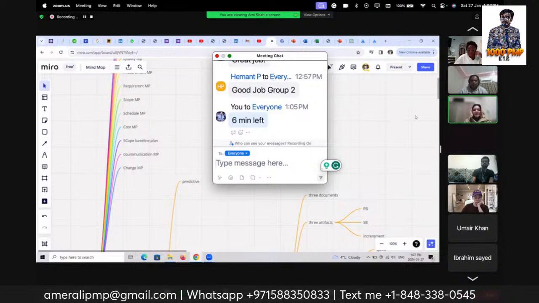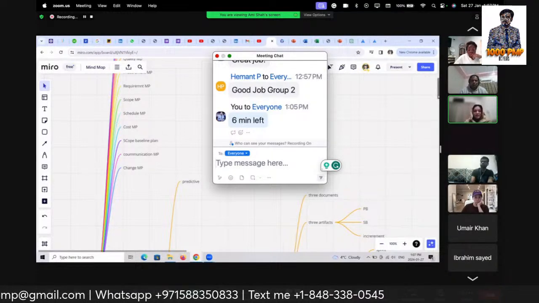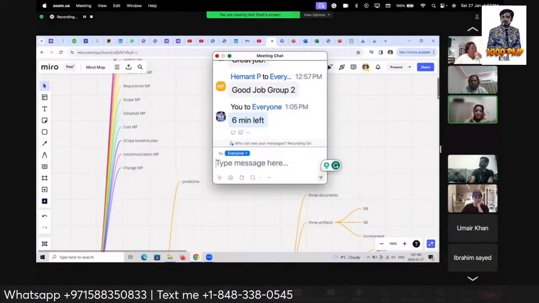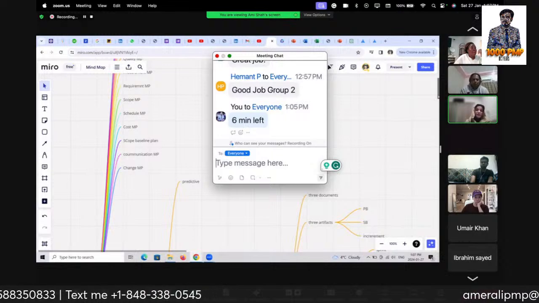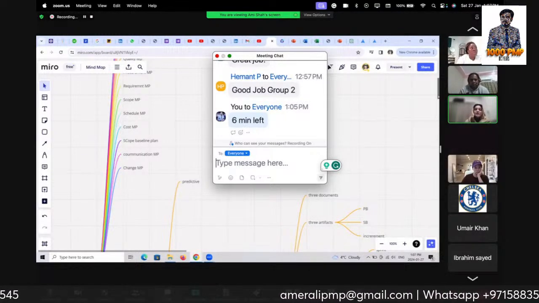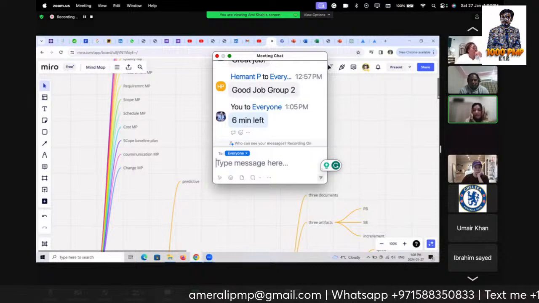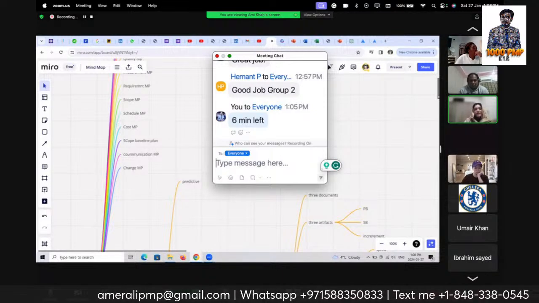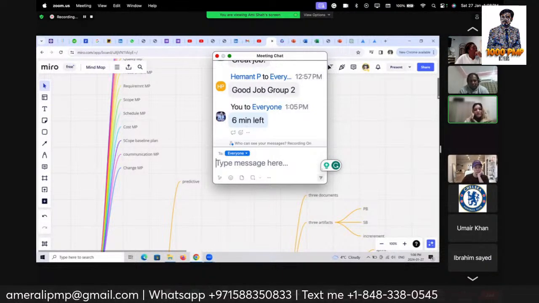After that, we make the schedule management plan. In this schedule management, we set the duration of the milestones and all these, and we break down these work packages into the activity list and their milestones. So then, when all this is done, we make the schedule baseline.